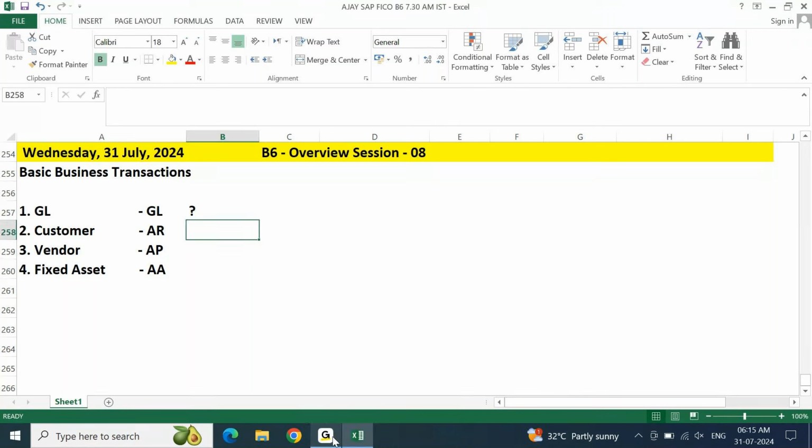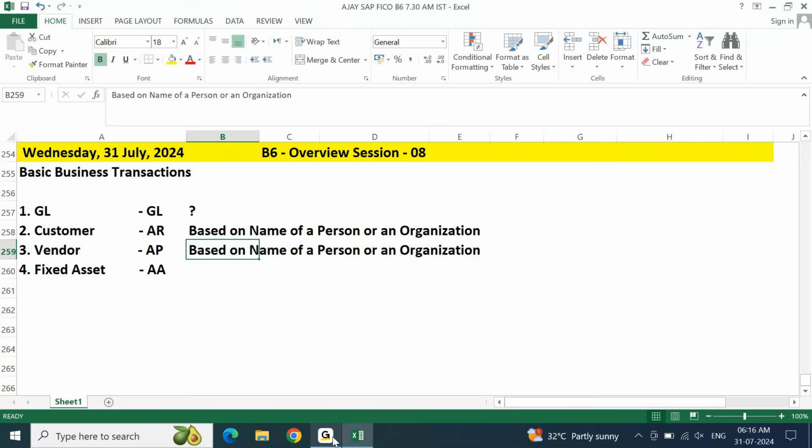Point number one, how do we identify a customer? Based on the name of a person or an organization. In simple words, whenever you're talking about any customer, one will become a customer only if they're a person or an organization. Other than a person or an organization, we don't have anybody as a customer. The same logic is applicable for your vendor, because your vendor is also either a person or an organization. In short, when you're purchasing any item or any service, you will be purchasing either from a person, an individual, or from a company. Other than a person or a company, we don't treat anybody as a customer or as a vendor.